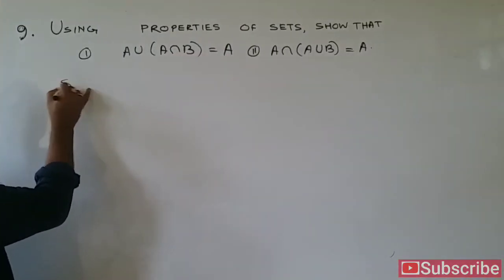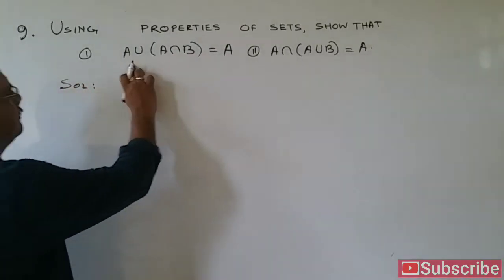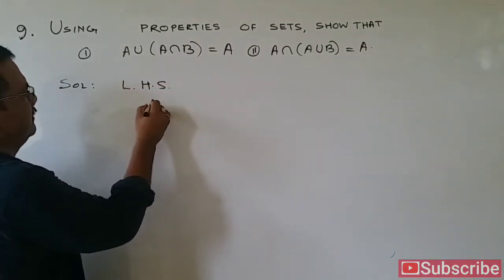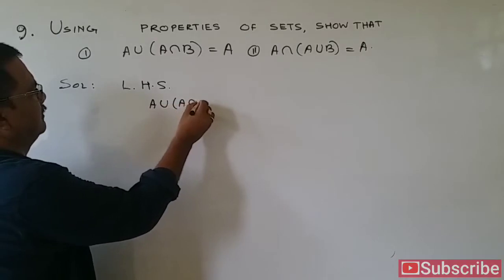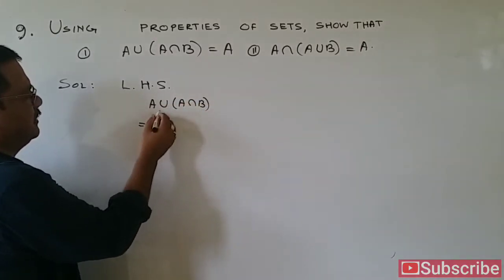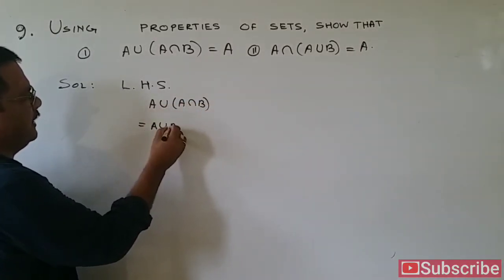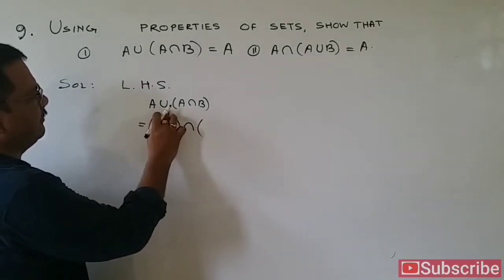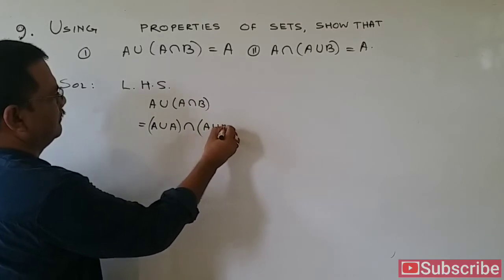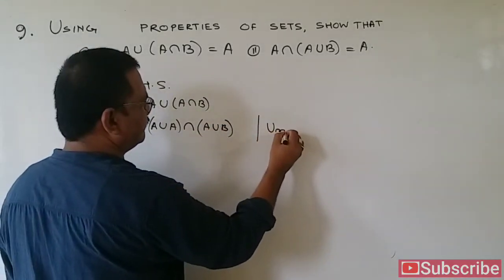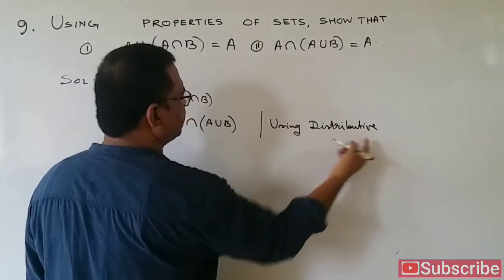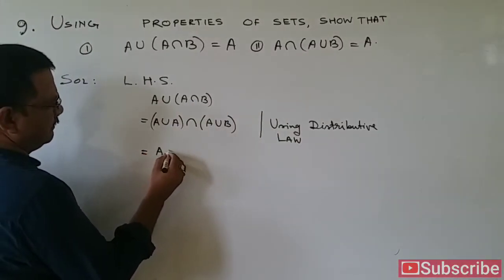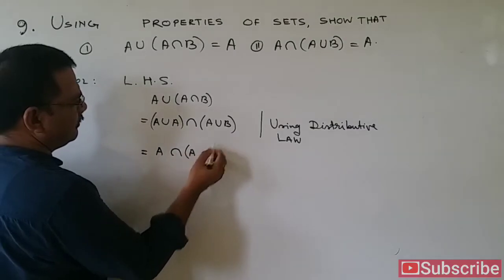First one, let us take the left hand side. Using distributive law, A union A, then intersection, A union B, using distributive law. Now A union A union B will remain the same.